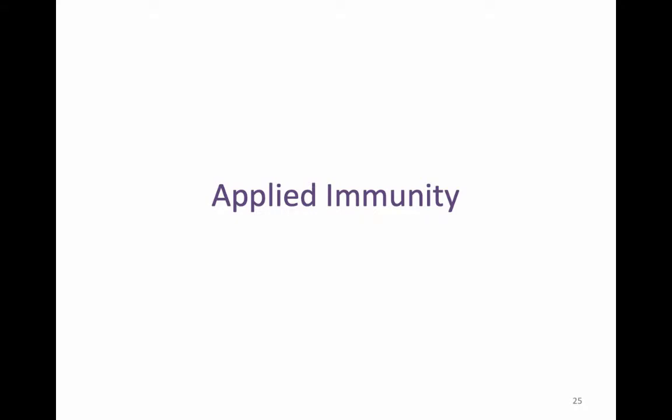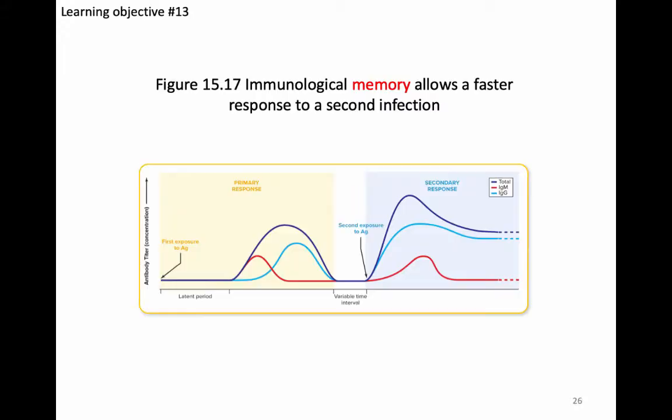Okay, let's shift gears a little now and go into applied immunity. Applied immunity is the concept of using the immune system to protect us against potential future infection. We've mentioned that B and T cells both can become memory B or T cells and remain in the host in case the pathogen returns at a later time.